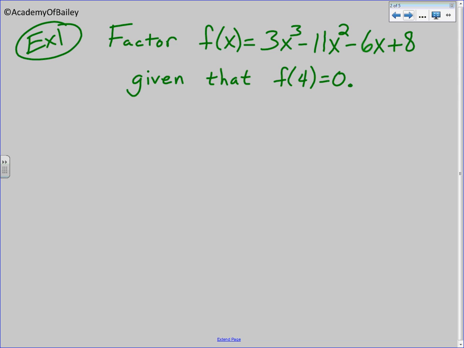It says factor f of x is equal to 3x cubed minus 11x squared minus 6x plus 8, given that f of 4 is equal to 0. Well, we're talking about the function f of x, and how about if f of 4 is equal to 0? If you notice there, it's just substitution. X would be equal to 4.